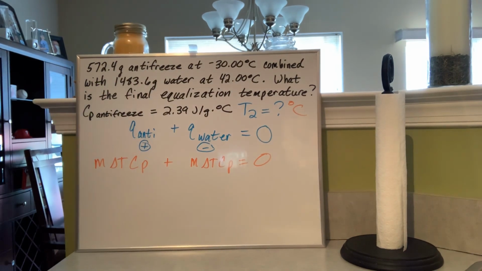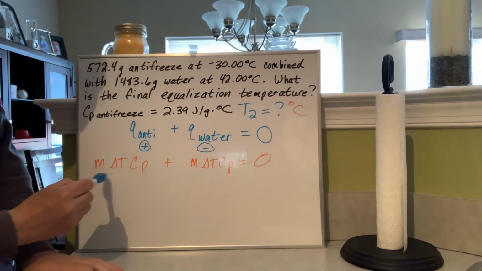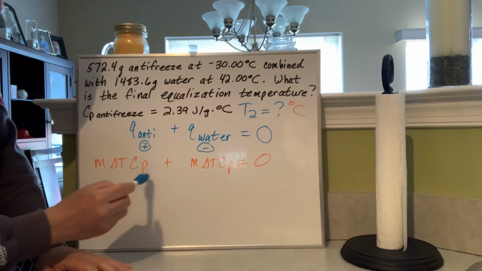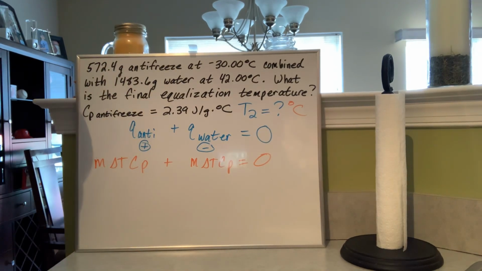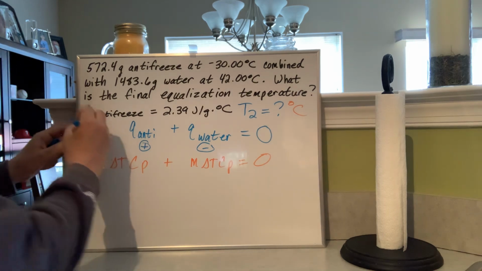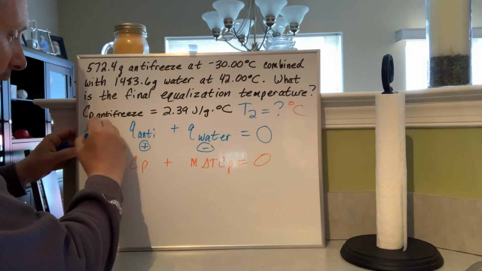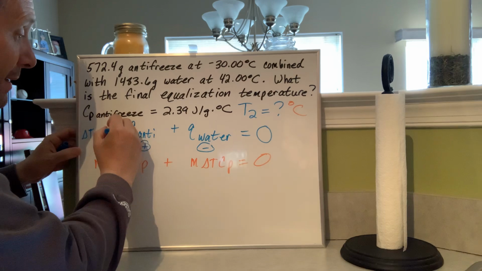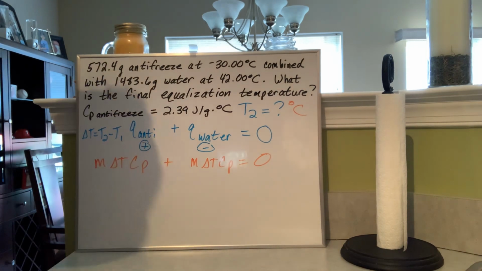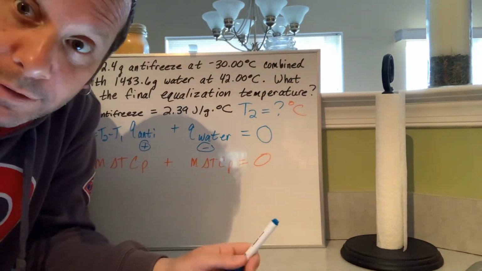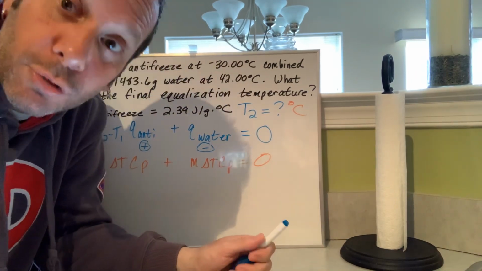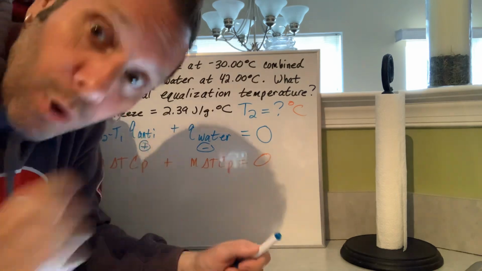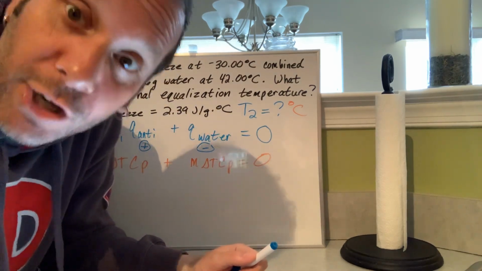You don't have to worry about changing it or anything like that. Let's see what we know, and let's start plugging it in. The Q antifreeze is M delta T Cp. The Q water is M delta T Cp. But you have to remember, delta T is two things. Delta T is T2 minus T1. It's not T2, it's not T1, it's not T1 minus T1, it's not T2 minus T2. It's T2 minus T1. That's delta T, the change in temperature.